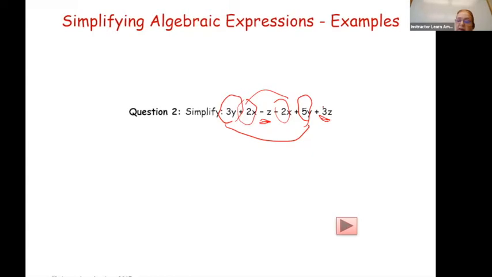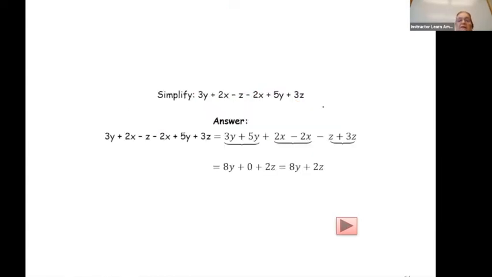So let's take a look at how these combine. We see that the 3y combines with its mate, in effect, the 5y. The 2 like terms combine to give 8y. The 2x and the minus 2x add to 0. In the final answer, we don't have to include the 0, but we're putting it in here to make a point that these are additive inverses, and so they add to 0. And here, the negative z and the plus 3z add to give 2z. So our final answer is just the 8y and the 2z, and the terms in x dropped out because they added to 0.